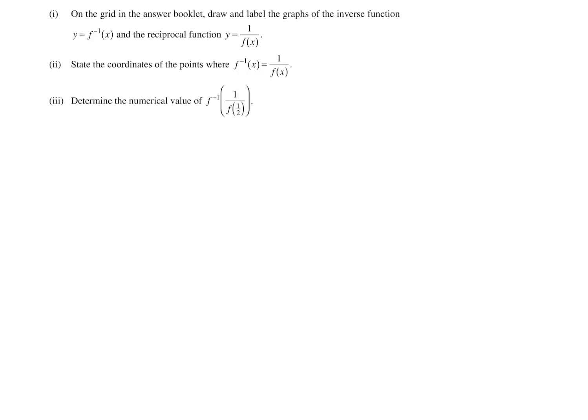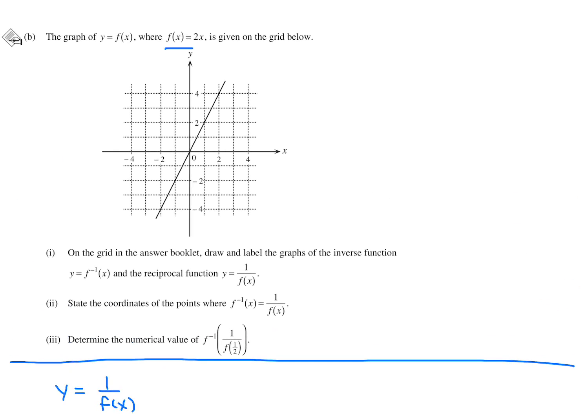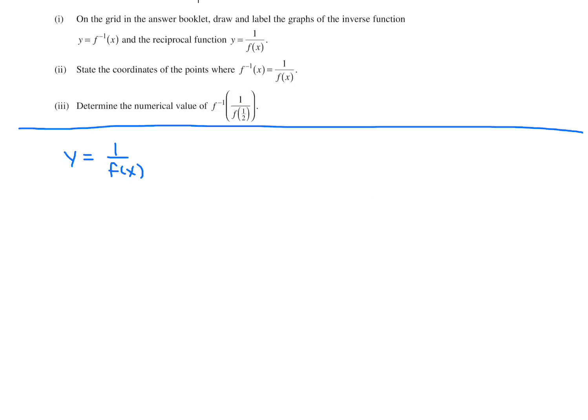So before we can draw the graph, we of course need to figure out what the equations are. Well, y is equal to 1 over f(x) is pretty straightforward. They tell you that y is equal to 2x, right? f(x) is equal to 2x. So if y is equal to 2x, f(x) is equal to 2x, whichever way you want to write it, then y equals 1 over f(x) is 1 over 2x, like that. Okay, so that's our first equation.